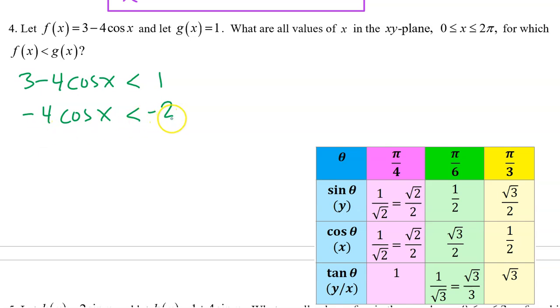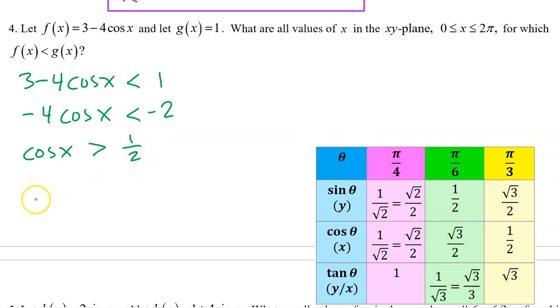Please be very careful right now. When you multiply or divide both sides of an inequality by a negative number, you have to remember to reverse the direction of the inequality. So we need to divide both sides by negative 4, but this will give us cosine x is greater than 1/2.